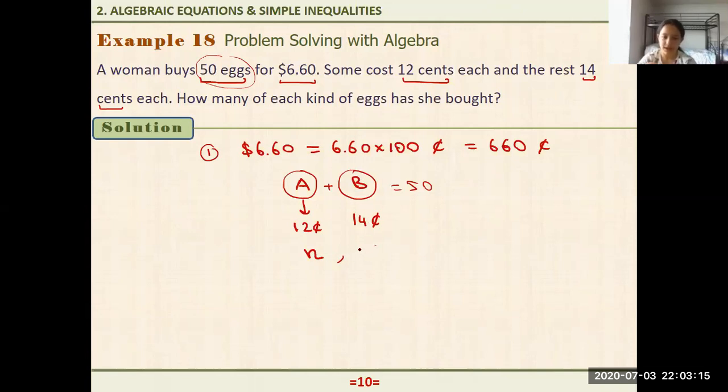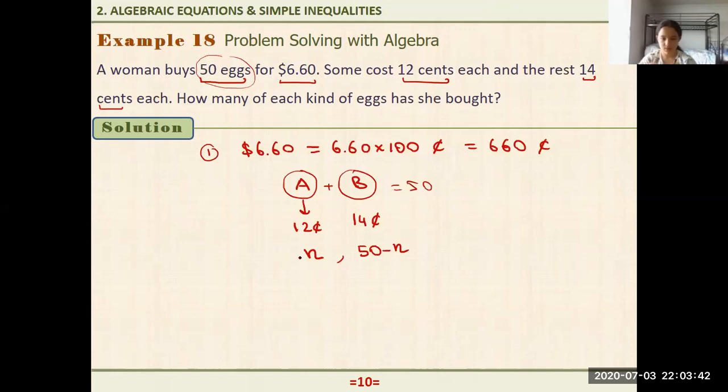Let's say x. 50 minus n. Because if this one is 10, this should be 40. If it is 20, this should be 30. If it is 5, this should be 45. Because altogether, it must be 50, right? Okay, that is a really important step here. Altogether 50, if this one is n, then this should be 50 minus n.